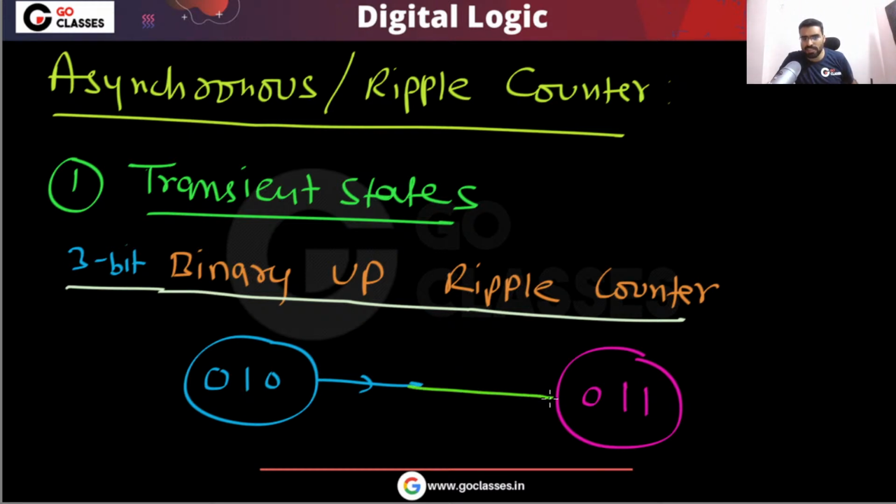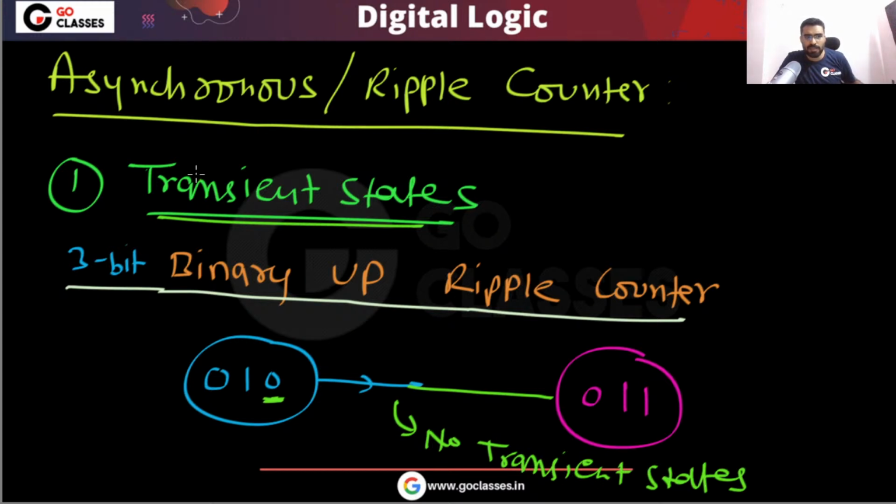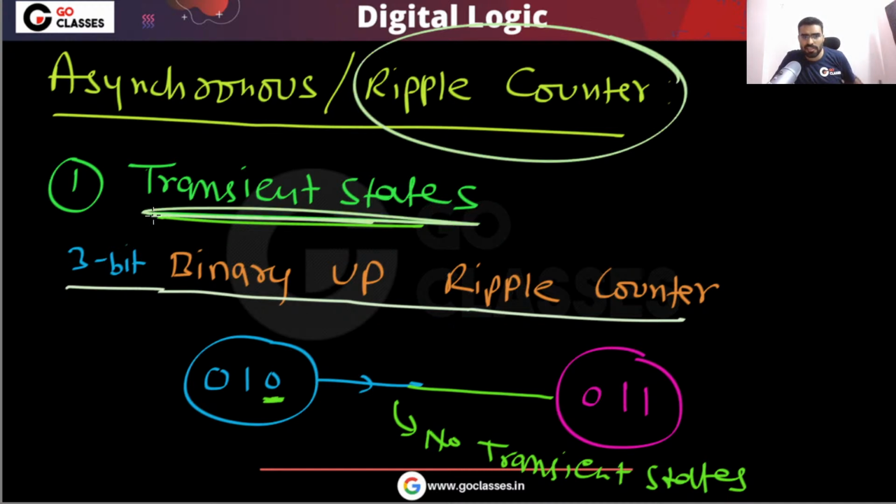There will be no transient states, because you can notice only one bit is changing. Because only one bit is changing, there are no transient states here. But anyway, the point is very simple: in an asynchronous ripple counter, this transient state is a problem.